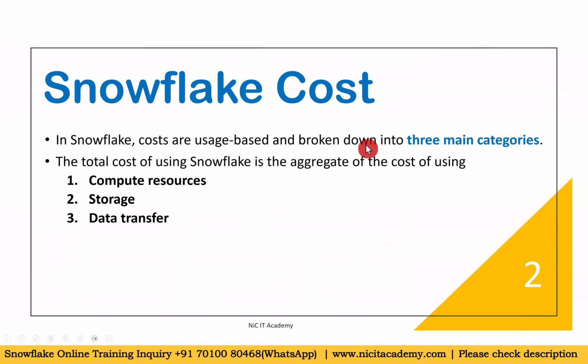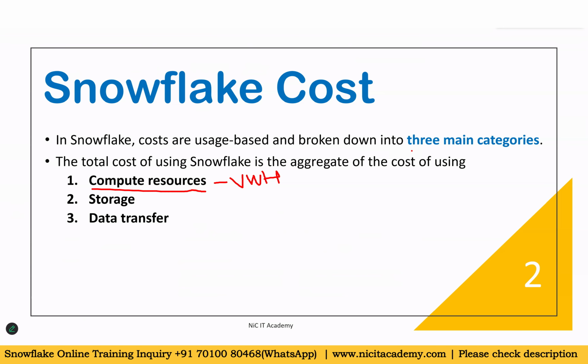So there are 3 different main categories for cost. Please remember how many different categories for cost we have: 3. One is compute resource, the virtual warehouse. Based on the size we select, it will cost. On what basis do we select the size? If the query is running for a longer time, then I can increase the size. Otherwise, you can choose a much lower size.